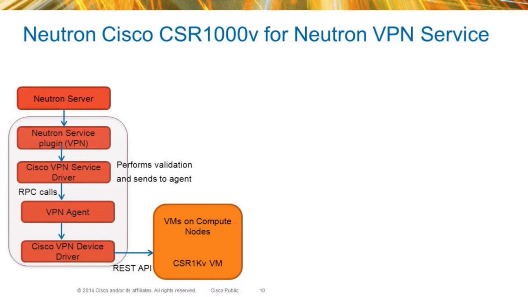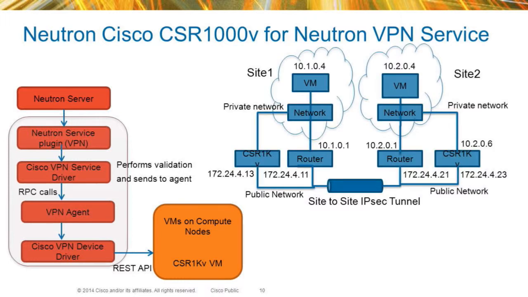This solution is not right now integrated with Nova to enable the NFV aspect of it, that is, you won't be able to manage the CSR 1KV instance through Nova itself. But in Neutron Icehouse, what exists today is to be able to configure the CSR 1KV instance for the VPN service, for the VPN IPsec site-to-site connection. And this block diagram on the top right gives you a high level of how this would work.